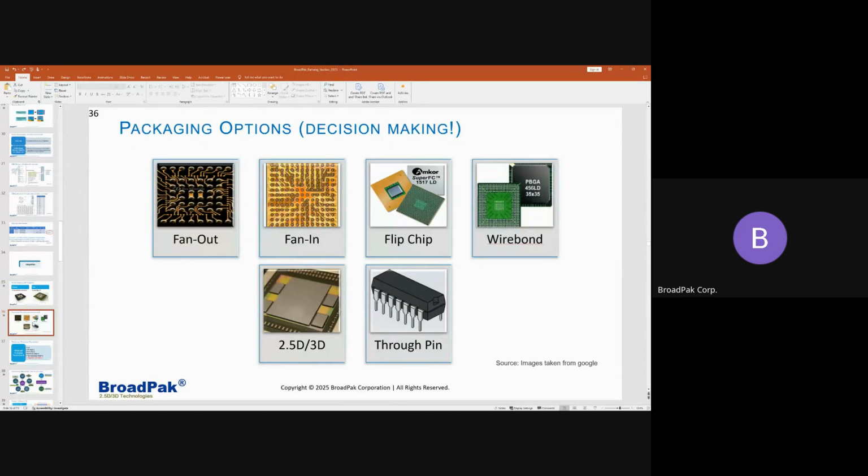So what are the packaging options we have? Well, again, it all depends on your device, the pitch, the thermal, the electrical, the form factor, and all of that. And typically, you can get a fan out, fan in, flip chip, wire bond. This is the through pins. I'm sure you've seen this. These are very old style, limited IOs. And this is the most advanced 2.5D, 3D type packages. So it depends on the market application. These are the flavors.